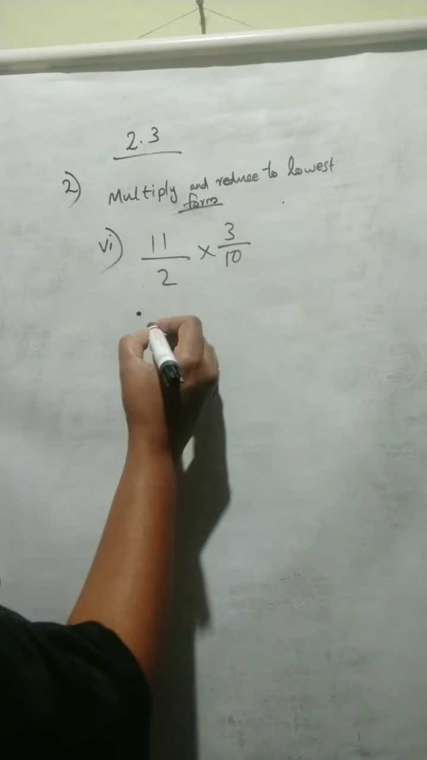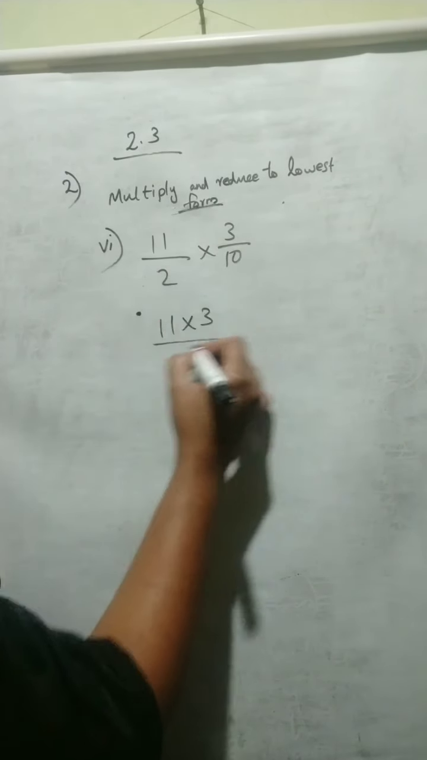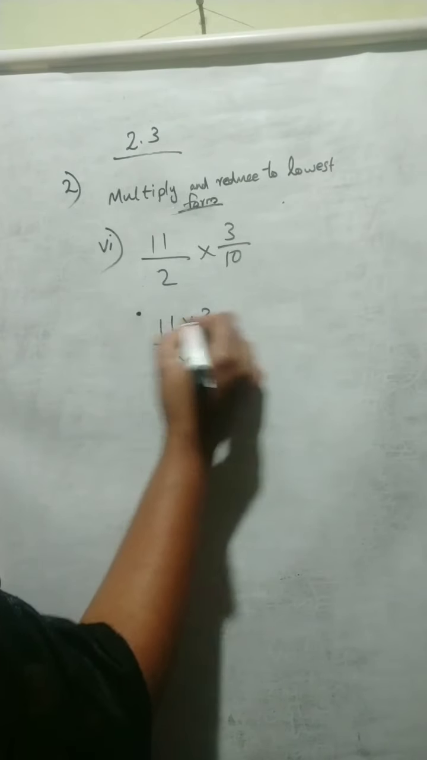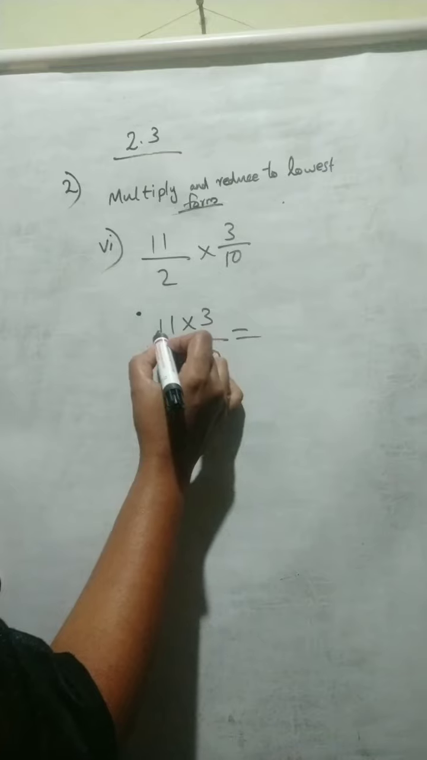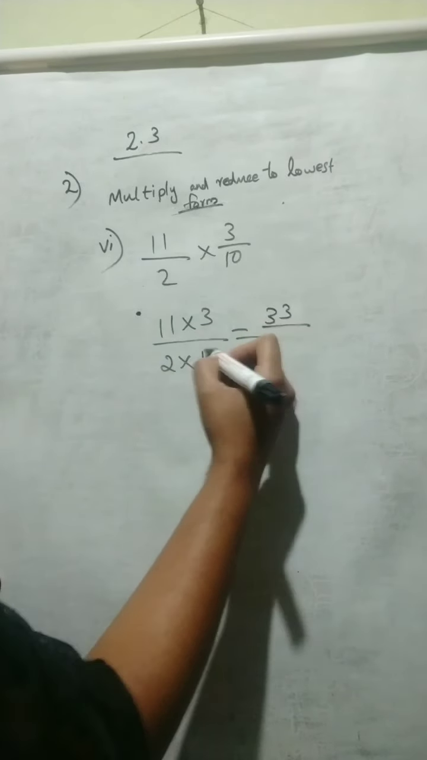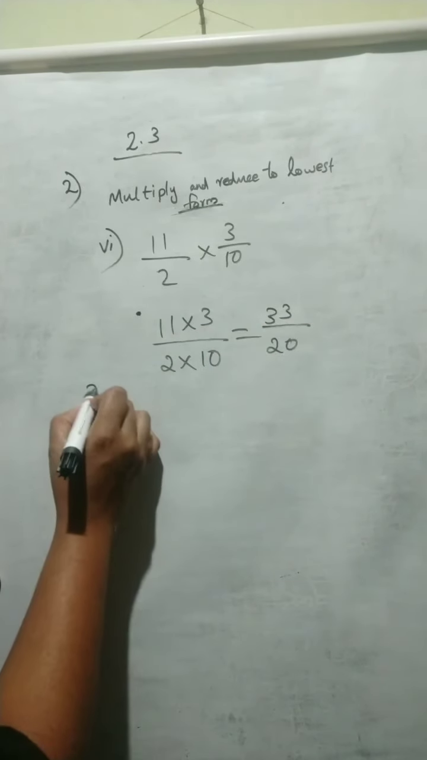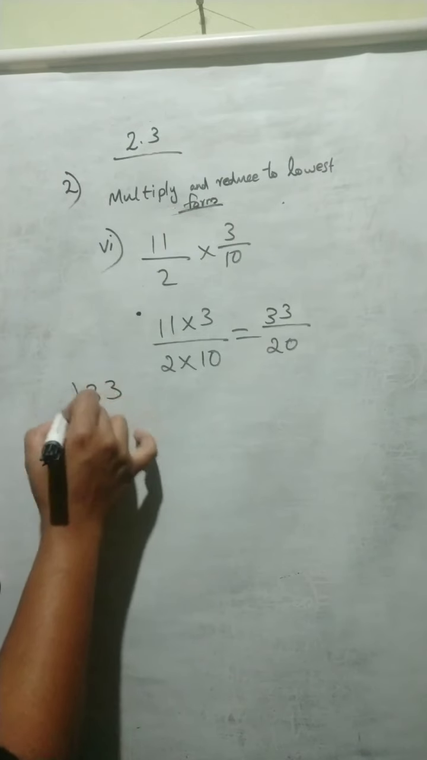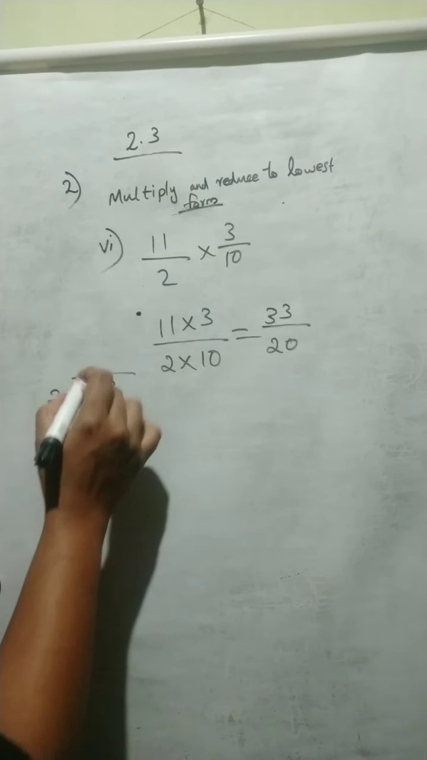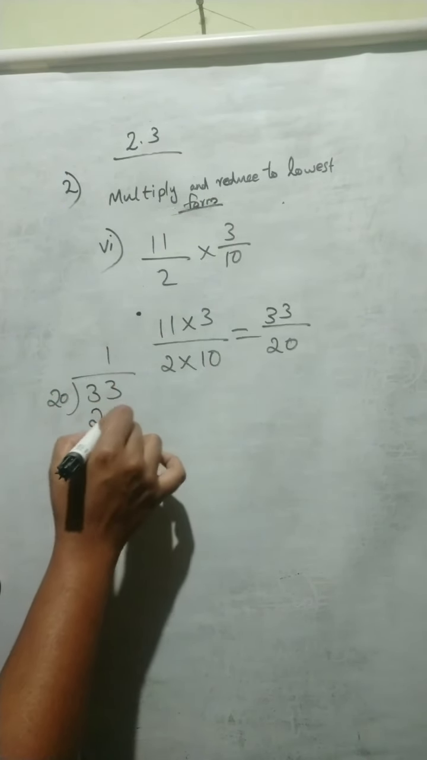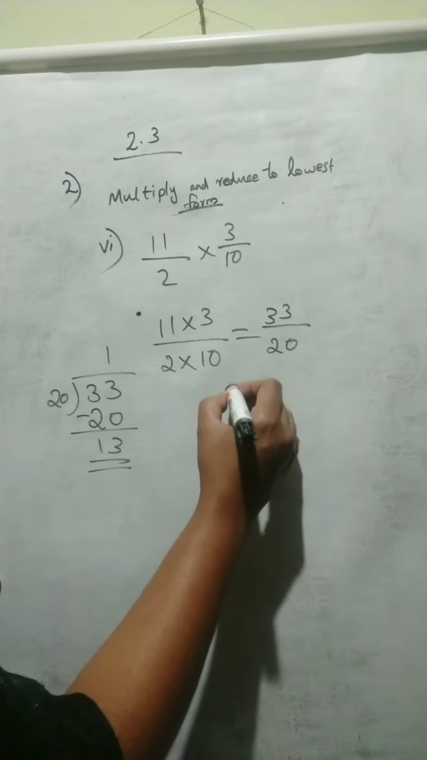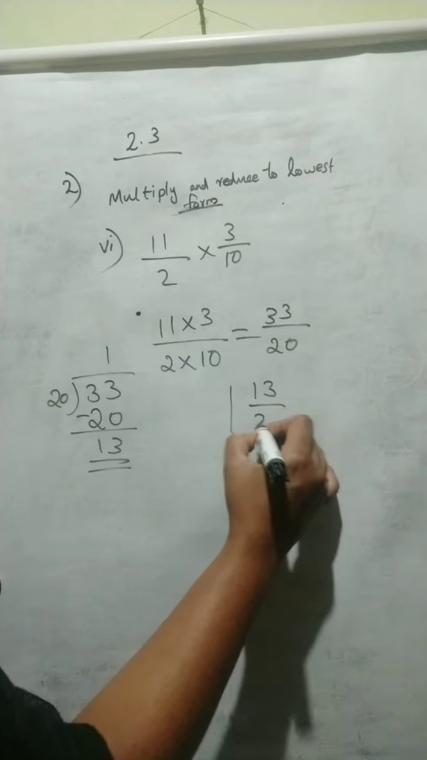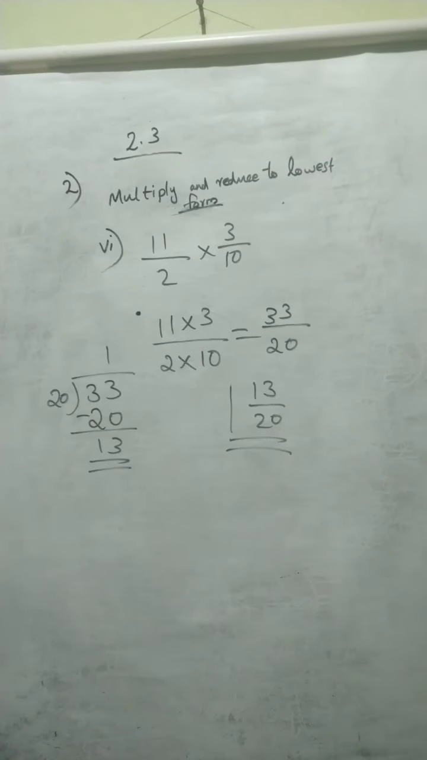Next one, 11 times 3 and 2 times 10. There is no common factor for dividing. So we can multiply numerators. 11 times 3, 33. 2 times 10, 20. So improper fraction. So 33 divided by 20, that is equal to 1 20. Okay. Then 13 is the remainder. So 1 13 on 20 is in the simplest form.